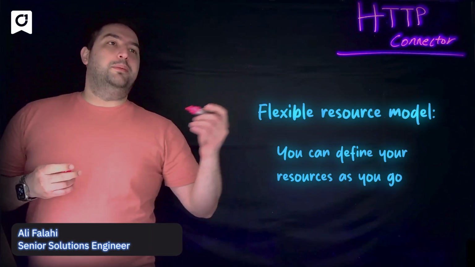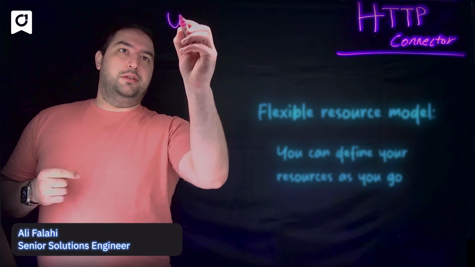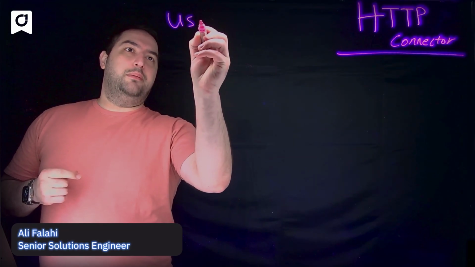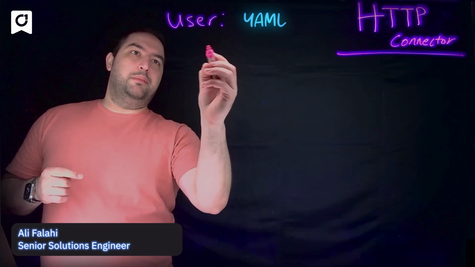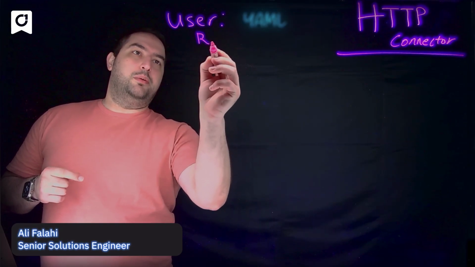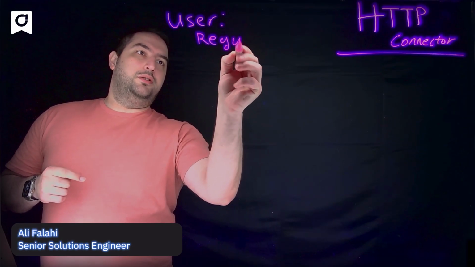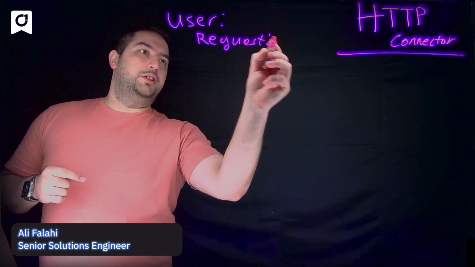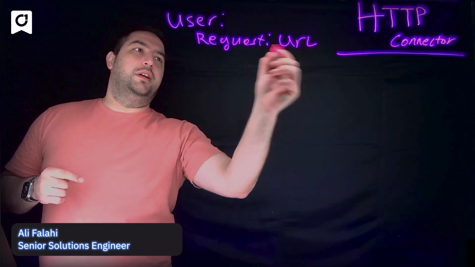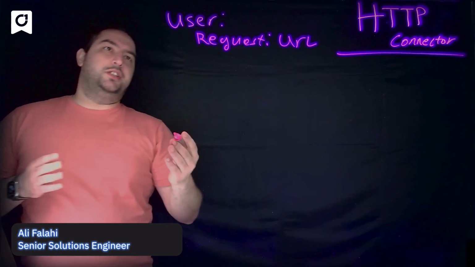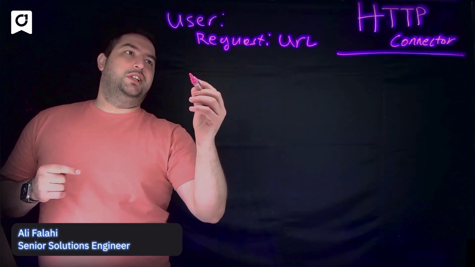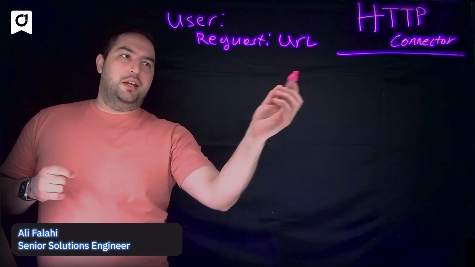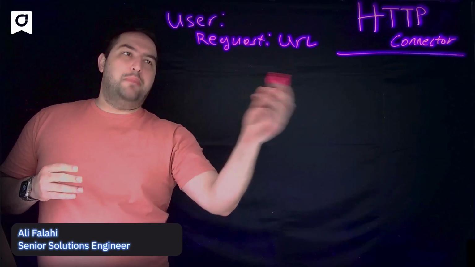So most of the time people start with their users, right? So this is easy. You define your user type, and remember, this is YAML. You define your user type and you say, I want to make a request to this URL, right? And then we're going to have a URL in here. That's basically going to instruct the HTTP connector to make a request to this URL. You can also give it more instructions such as how to authenticate, for example, or how to paginate.